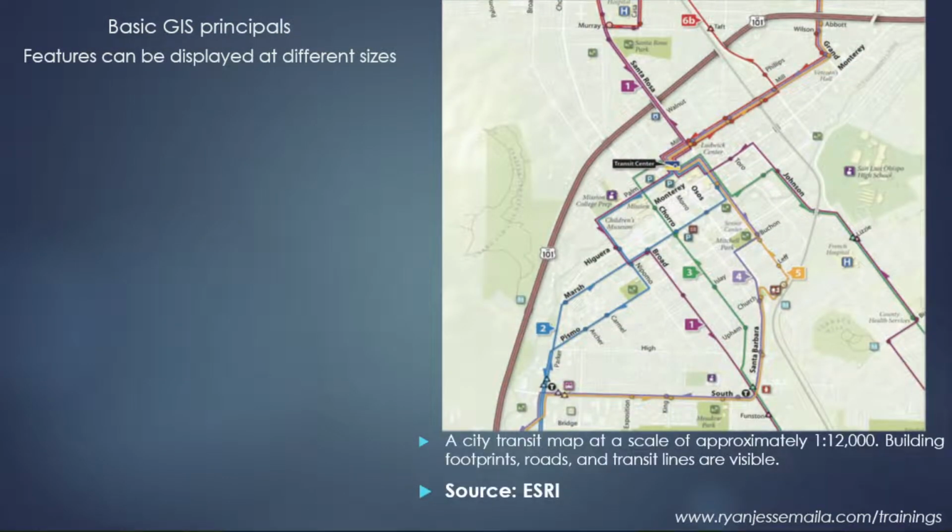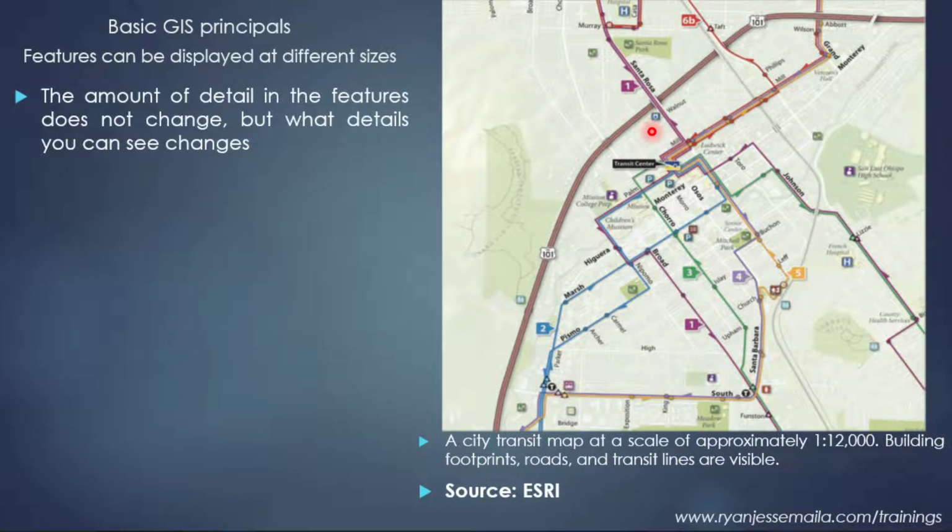Here is a different map from the previous one, still looking at how features can be displayed at different sizes. Here is a city transit map at a scale of approximately 1 to 12,000, with building footprints and roads. As you can see, this one tells you that whatever you're seeing here is 12,000 times smaller than the actual ground, rather than the other one that we saw, which is 1 million times smaller.